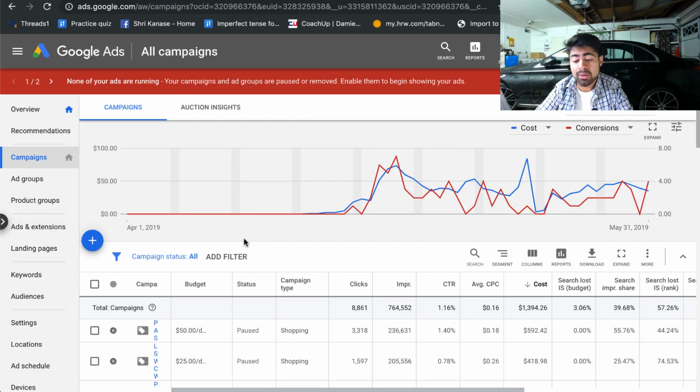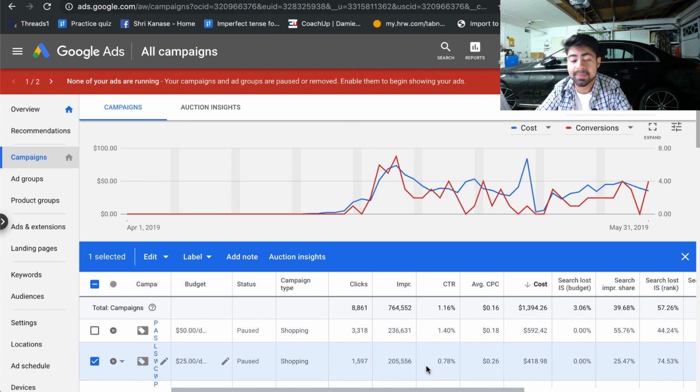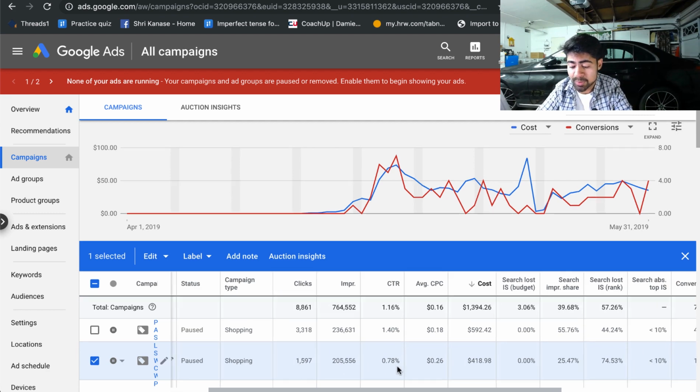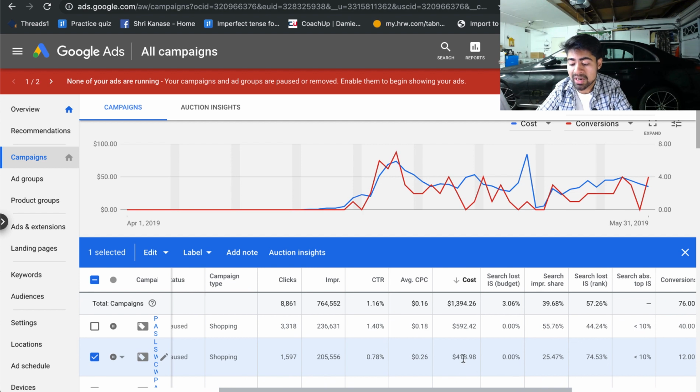So the main general testing campaign for this specific store was started on April 16th, and this is this specific campaign right here within the time period from April 1st to May 31st of this year. This campaign got roughly 205,556 impressions, and it spent a total amount of $418.98. When it comes to this general testing campaign, your main goal is not to be profitable.